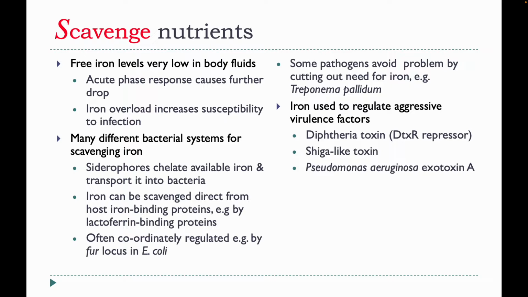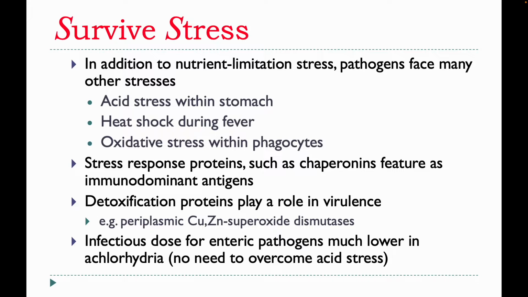Some bacteria go one step further, and they get around this issue by making sure that they don't need iron. Iron is a common cofactor in enzymes. Treponema pallidum, which causes syphilis, has managed to create an entire repertoire of enzymes that don't use iron, using alternatives instead, and so it gets around it that way. And we know that iron is also crucial to some of these aggressive virulence factors. I've mentioned diphtheria toxin, which is also regulated by iron, and Pseudomonas aeruginosa exotoxin A.